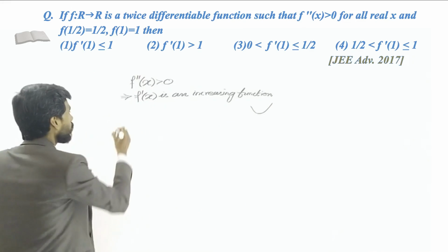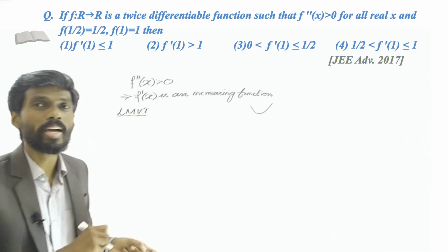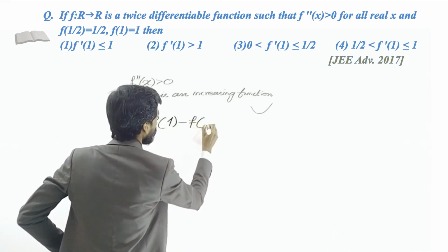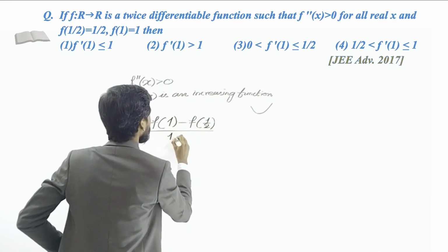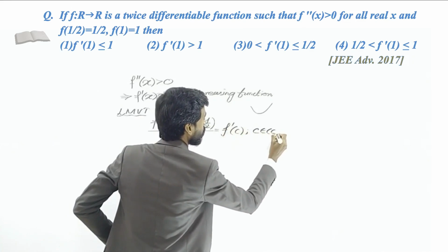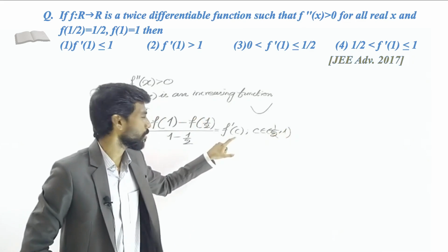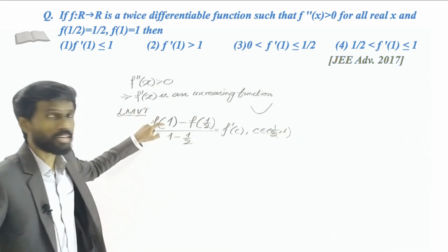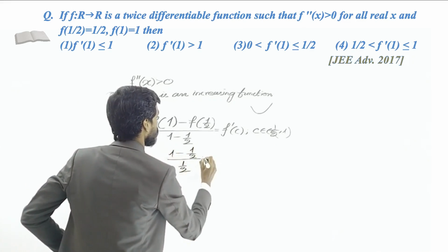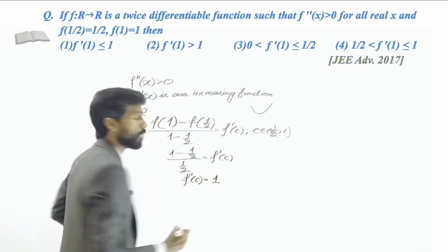We can also use the idea of concavity to solve this question, but we will not do that. We will simply use the idea of the Lagrange's mean value theorem. What is Lagrange's mean value theorem? In the interval 1 by 2 comma 1, because those values are given, f of 1 minus f of 1 by 2 divided by 1 minus 1 by 2 equals f dash of c for some value of c belonging to the interval 1 by 2 comma 1. For some value of c, the derivative f dash of c is equal to this value. But f of 1 is given in the question, 1, and similarly f of 1 by 2 is 1 by 2, divided by 1 by 2. That equals f dash of c.